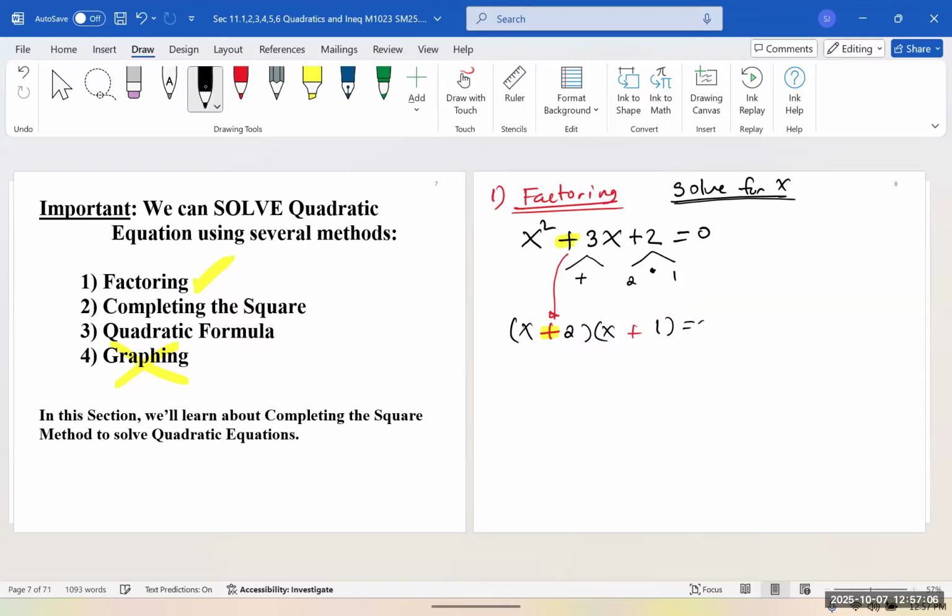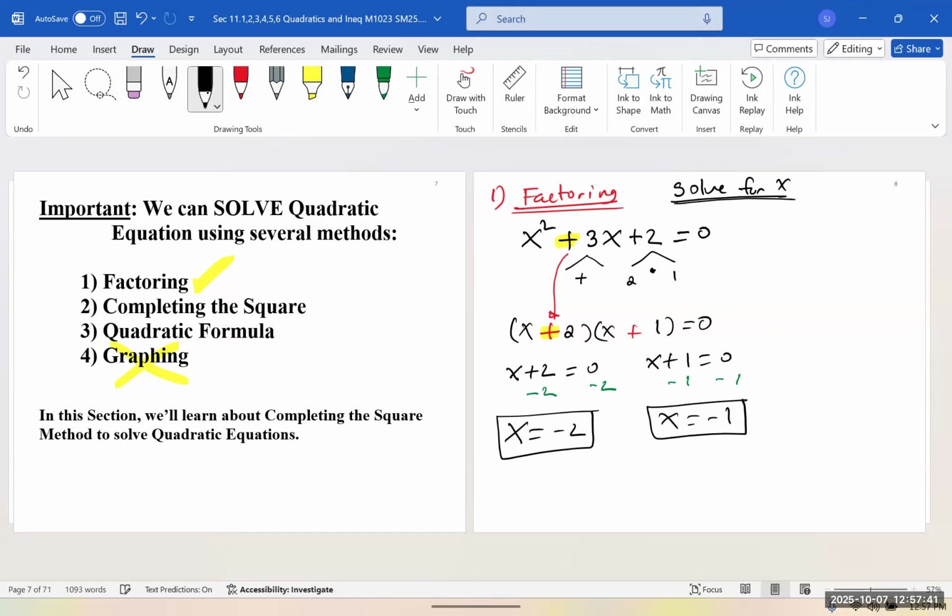And then we have equals 0 on one side. Now, when you have a product of factors equal to 0, one of them definitely has to be 0. But we don't know which one, so we set both of them to 0. So either the first factor is 0 or the second factor is 0. To solve, we subtract 2 and subtract 1, so we get two answers: x equals -2 and x equals -1. So we solved a quadratic equation using direct factoring. This is called direct factoring.